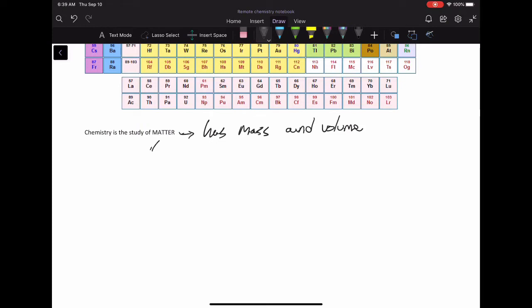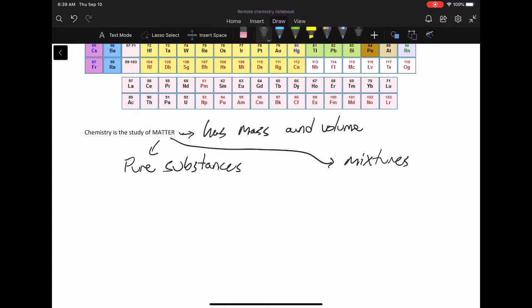We have pure substances, and then we also have mixtures. So we'll talk about pure substances first, and then we'll get into mixtures. Pure substances are anything that is essentially just the same thing. So you only have one. If it's pure, it means you only have one substance in there.